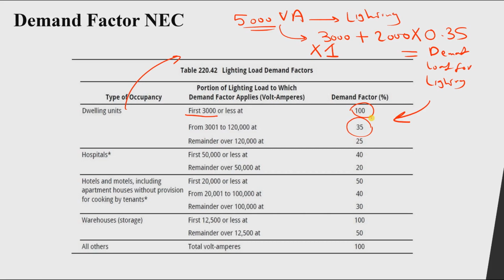If you would like to follow the code of NEC, then using these rules for a dwelling or residential apartments, you will be able to design the lighting circuit correctly and specifically according to the code. Now if you have hospitals, hotels, warehouses, storage, all of these, then follow these according to power rating for lighting and demand factor. Very easy, right? Following the code.